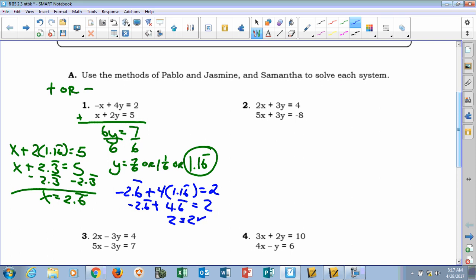It checks. So again, how do we write our final answer? As a coordinate. Because this still shows the intersection point using a different symbolic method. So you still need to write it as a coordinate. And your final answer would be 2.6 repeating and 1.16 repeating.